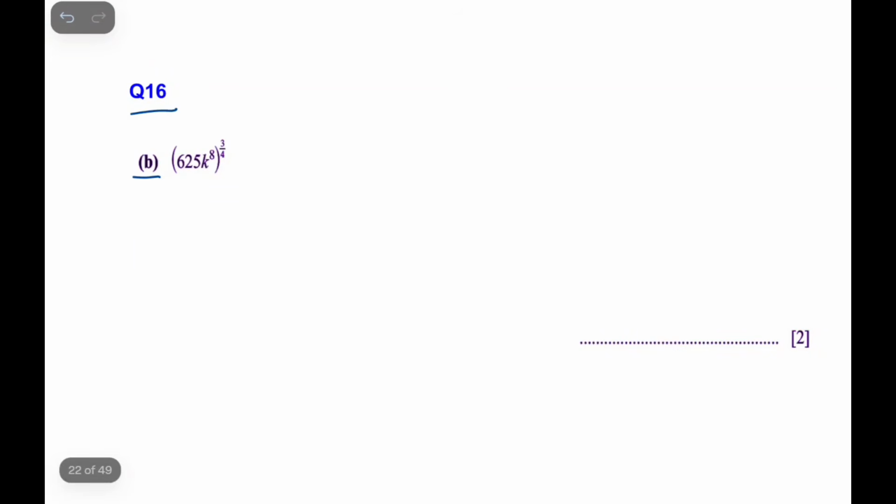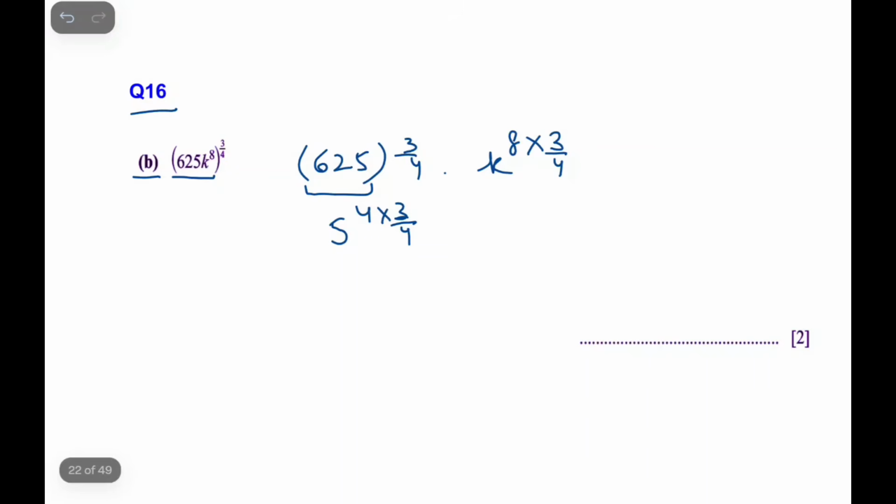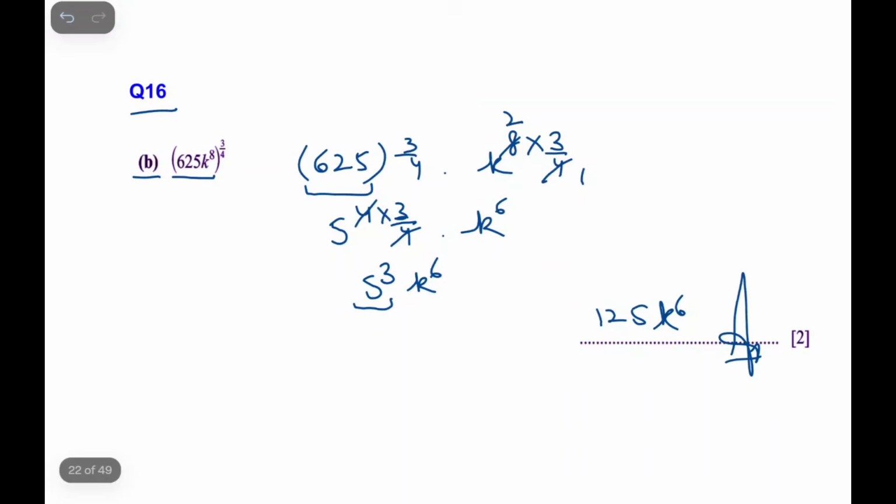Question number 16b part, 625k power 8 whole power 3 by 4. So it will be 625 power 3 by 4 times k power 8 times 3 by 4. Now 625 can be written as 5 power 4, times 3 by 4, times k power. Now 4 times 1, 4 times 2, 2 times 3, 6. So this also cancels. We are left with 5 power 3 times k power 6. Now 5 power 3 will be 125 and k power 6. This will be our answer.